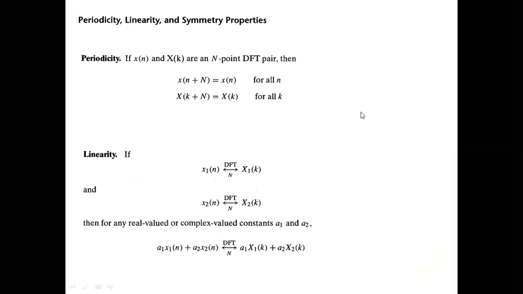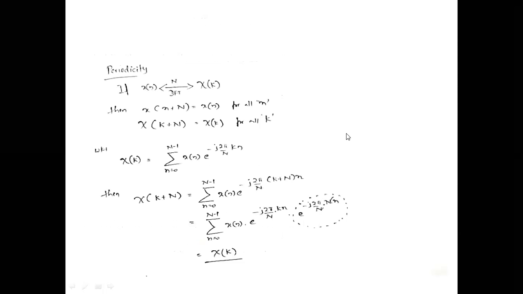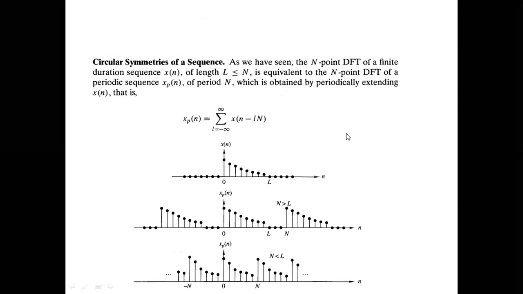Okay. So the second property is the linearity. I think this is a very trivial property. The addition remains an addition, constants remain constants. That means the superposition theorem is satisfied for DFT also. It was there for DTFT, it was there for that transform. It is satisfied here also.